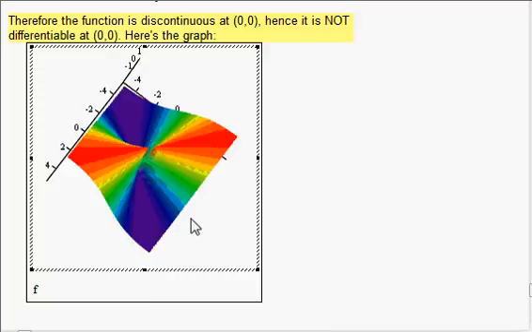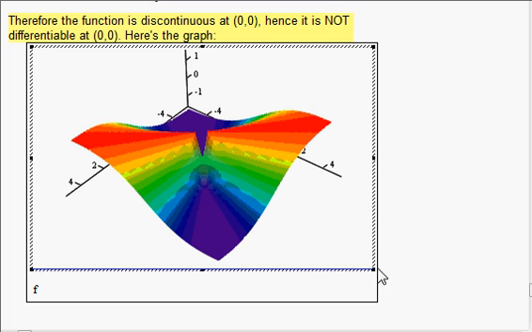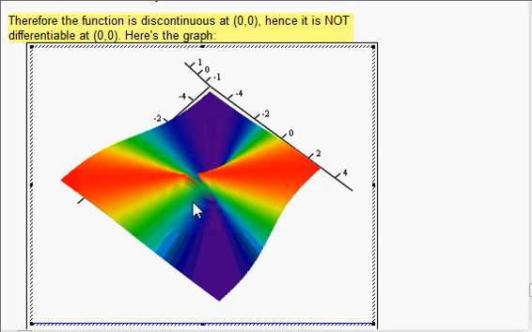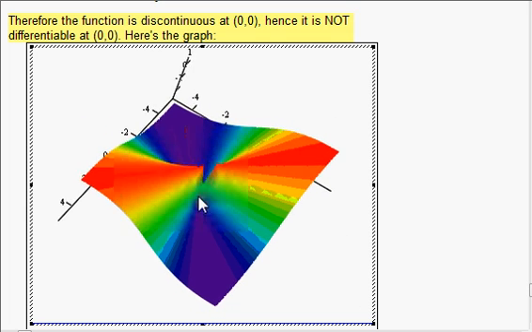And for some reason or other it disappeared. There it is back again. Let me see if I can expand it. It might make it look a little better if I can. But you see the cliff happening there.